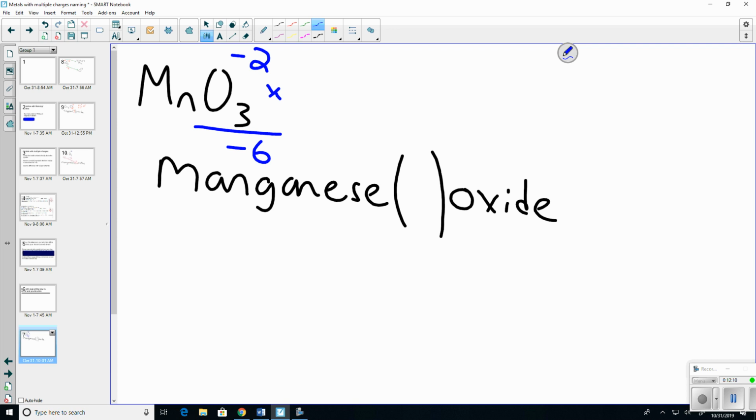MnO3 means I have 3 oxygens. And I know that each oxygen is a -2. When the formula is MnO3, that means I only have 1 Mn. That 1 Mn must balance out these 3 oxygens, because in an ionic compound, charges balance out. What must be the charge of manganese? 6, right? So, put the Roman numeral 6 in the parentheses.